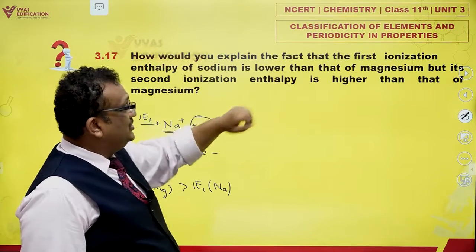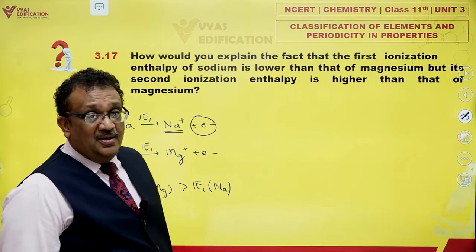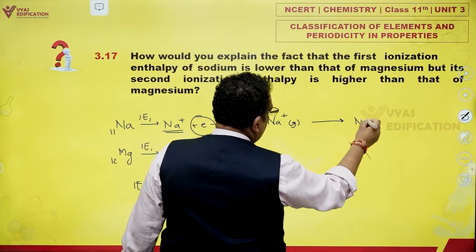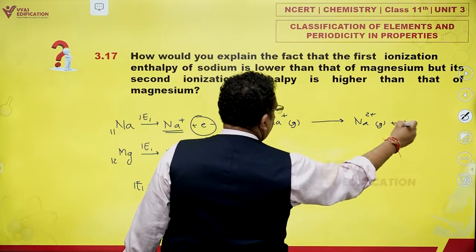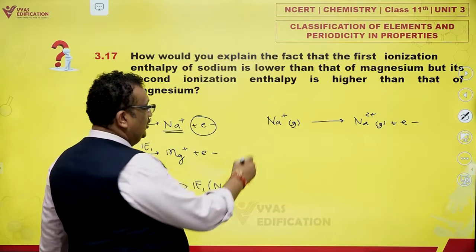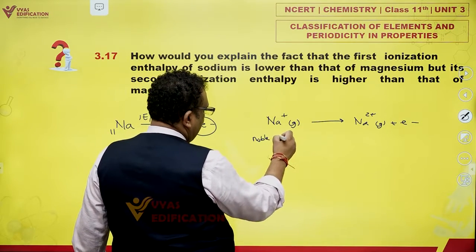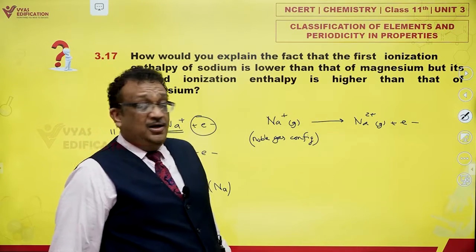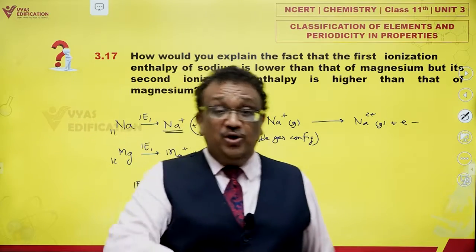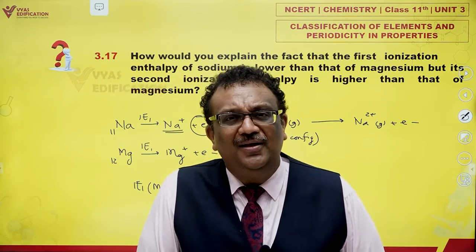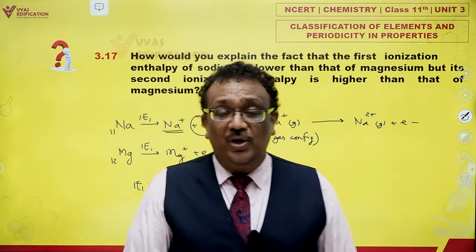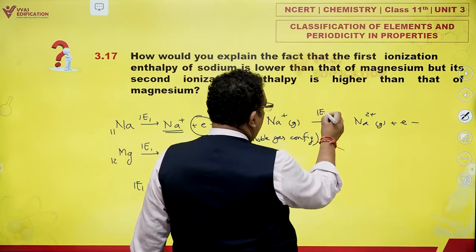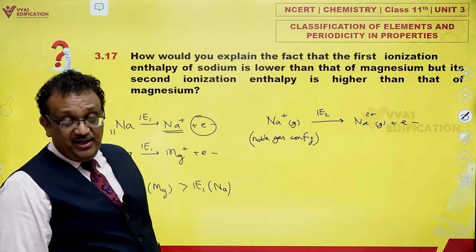But its second IE is higher than that of magnesium. Now let us see what happens when Na plus is going to Na2 plus. Na plus has a noble gas configuration, which is actually a very stable configuration. Now, the moment you want Na2 plus, you are trying to break noble gas configuration, which is really heartbreaking. It's a very difficult thing to do anyways. You cannot break away noble gas configuration very easily. So, IE2 of sodium is expected to be very, very high, and indeed it is.